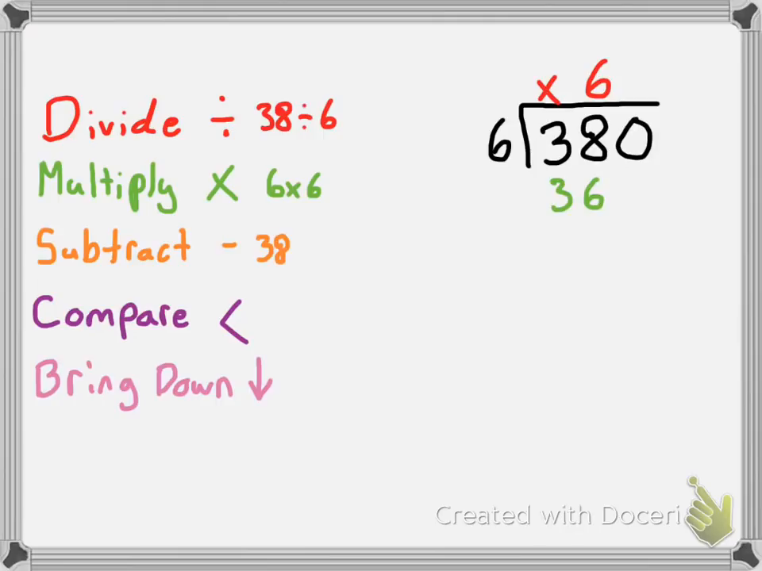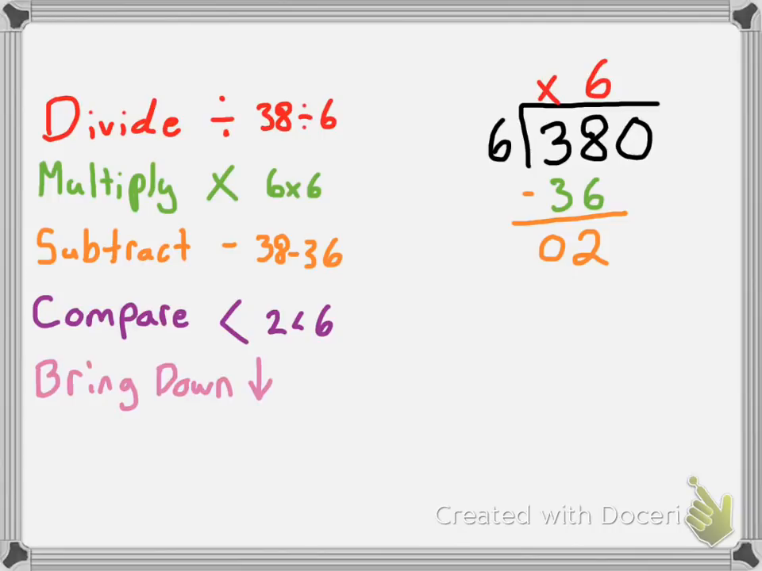Step 3 is to subtract 38 minus 36. 8 minus 6 is 2, and 3 minus 3 is 0. And now I need to compare my new answer, which is 2, to my divisor, which is 6. Is 2 less than 6? And 2 is less than 6, so I can move to my next step, which is bring down.